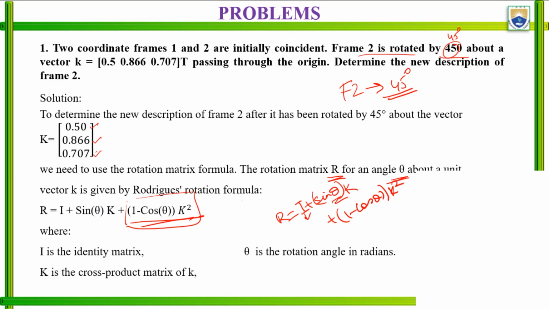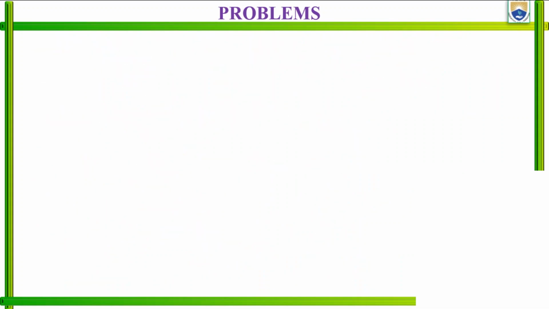We need to calculate this particular R, the rotational matrix R. What is the formula for the rotational matrix R? R is equal to I plus sin theta k, this we have calculated, and just now we have calculated this other term. And what is I? The identity matrix, right? So R is equal to I plus sin theta into k plus 1 minus cos theta into k square, right?